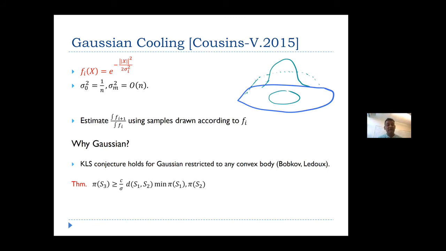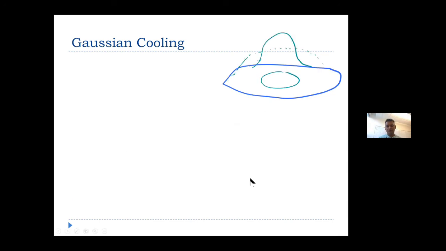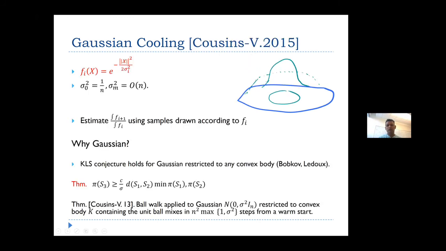So in fact, the isoperimetry just depends on the largest eigenvalue, which in this Gaussian setting will turn out to be just one over the standard deviation of the Gaussian that you're using. So as a result, if you're trying to sample a Gaussian of variance sigma squared restricted to a convex body which contains the unit ball, the time it takes you will be n squared times sigma squared, or n squared if sigma squared is less than one.